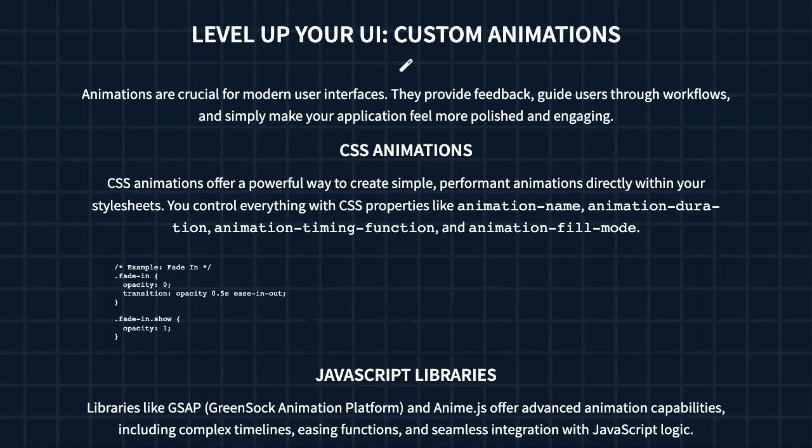Okay, let's talk about taking your UI to the next level with animations. Animations aren't just fancy, they really help users understand what's happening on screen and make interactions feel more intuitive. We can create simple animations directly in our CSS, using properties like fade-ins or slides. But for truly complex animations, think intricate transitions or synchronized movements, JavaScript libraries like GSAP or Anime.js come in handy. These libraries give you a lot of control and make it easier to manage complicated sequences.